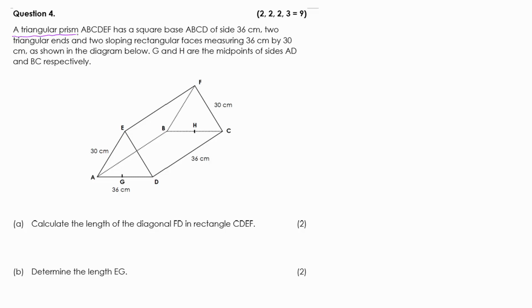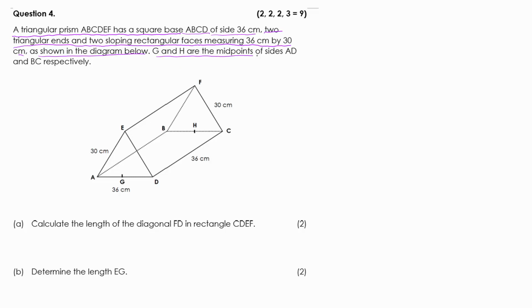A triangular prism ABCDEF has a square base ABCD of side 36 centimeters. We can see that in the diagram. It doesn't look very square, but it doesn't matter. Two triangular ends and two sloping rectangular faces measuring 36 centimeters by 30, as shown in the diagram.